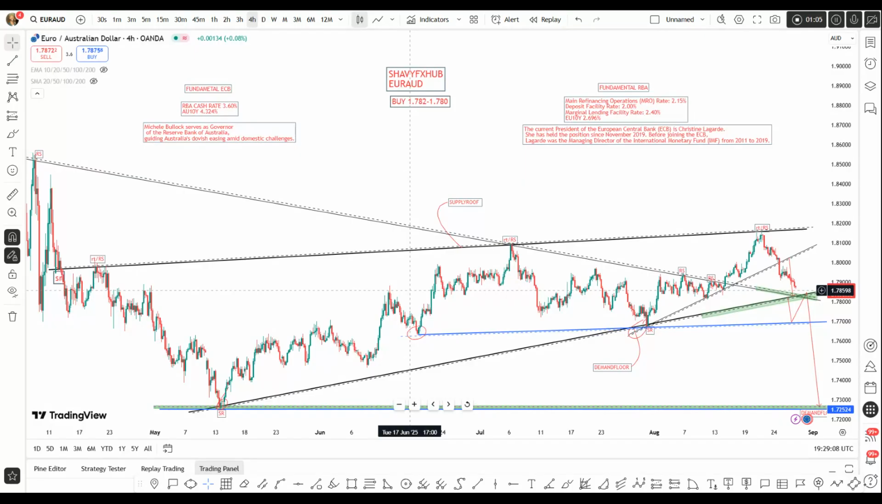The current president of the European Central Bank (ECB) is Christine Lagarde. She has held the position since November 2019. Before joining the ECB, Lagarde was the managing director of the International Monetary Fund (IMF) from 2011 to 2019.